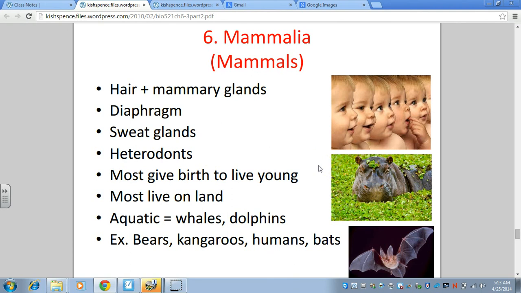Most mammals give birth to live young, but there are 3 groups. We do have some egg-laying mammals. There's monotremes, which are egg-laying mammals. There's marsupials, which give birth to live young that develop in pouches. And then there's placental mammals. I think I have a slide that will talk about those a little bit more. Most live on land, but we do have a couple of aquatic types, like whales and dolphins, which are aquatic mammals. They include everything from bears to kangaroos to humans to bats.